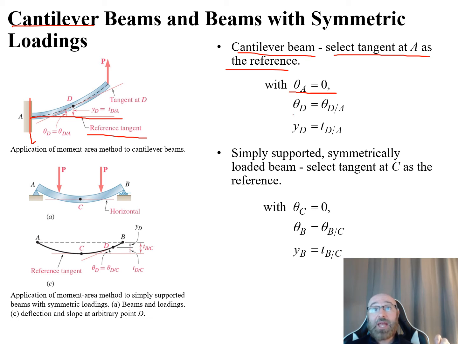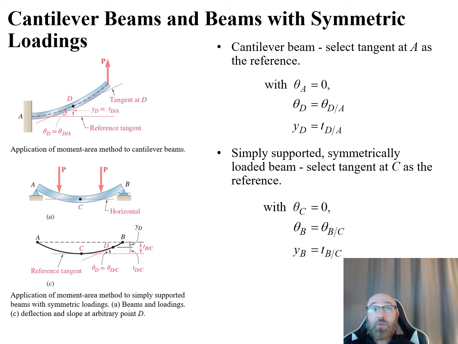Now our theta at D is going to be equal to our theta of D relative to A. We can see that right here. Here's our theta sub D, our angle at this point D. Now D could be any arbitrary point in the beam, so this will be the slope of the beam at any point D. And again, it's defined by theta sub D equal to theta D over A. And this can be obtained using the first moment area theorem.